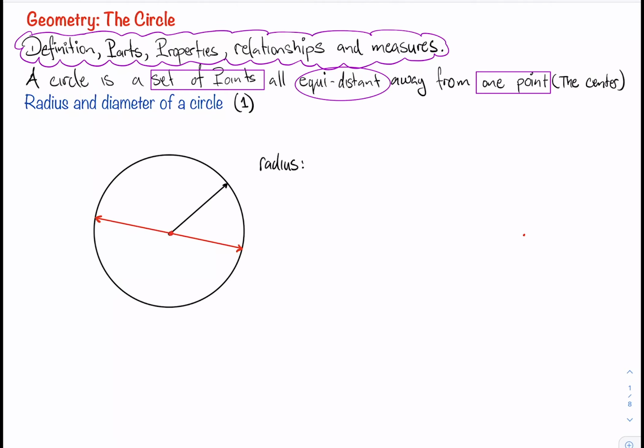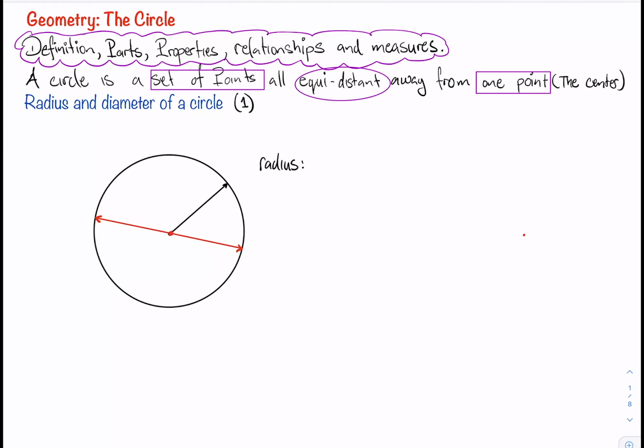In this video, we'll be looking at the circle, and in particular, definition, parts, properties, relationships, and measures. This video is important because this is the prerequisite for circle theorems and further geometry related to circles. All right, so without further ado, we jump right in.